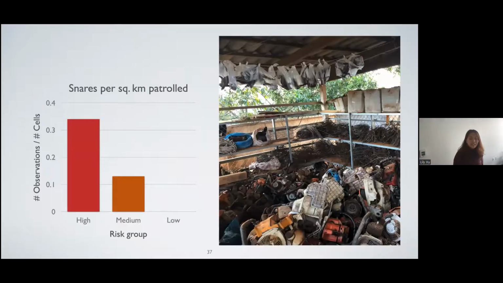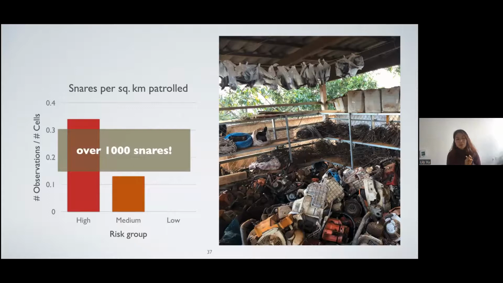And after looking at the data, we found that they observed many more snares in the areas that we thought were high risk of poaching and fewer snares in the areas that we thought were medium risk and almost none in the low risk areas, which really showed that our algorithm is able to effectively discriminate between relative poaching threat. But furthermore, in a period where we are only going to high risk areas, the rangers in Srepok found over 1,000 snares in a single month, which contrasts with typical months where they were finding about 200 to 500 snares, which really shows this large increase in performance.